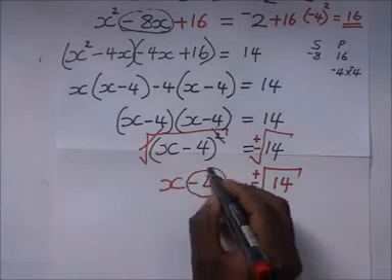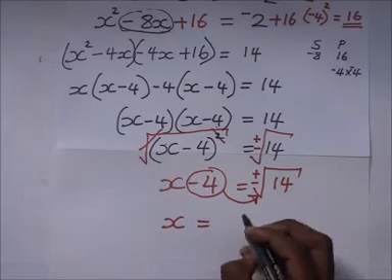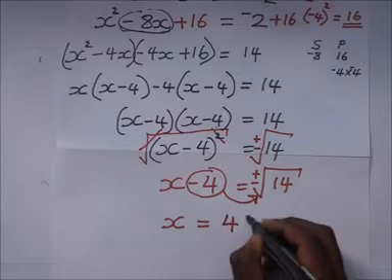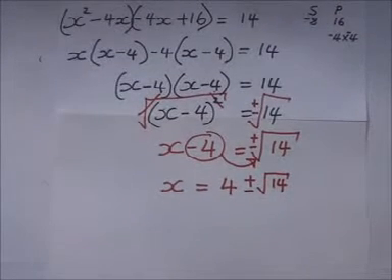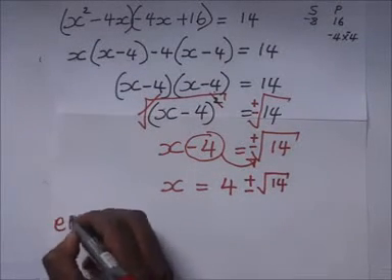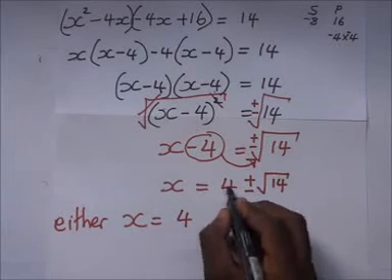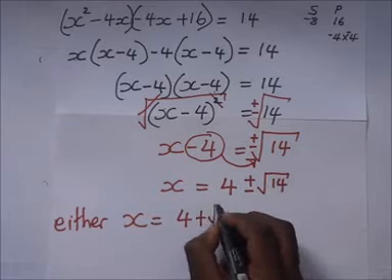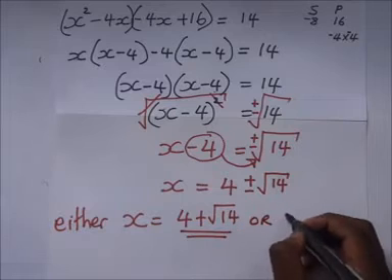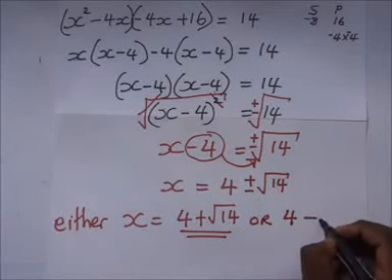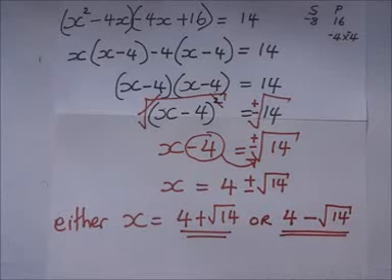So this has to come that side. So you remain with the value of x as positive 4 plus or minus the square root of 14. So from here we have two values of x. Either our value of x is going to be equal to 4 plus root of 14, or our value of x is going to be 4 minus the square root of 14. And those are our two values of x.